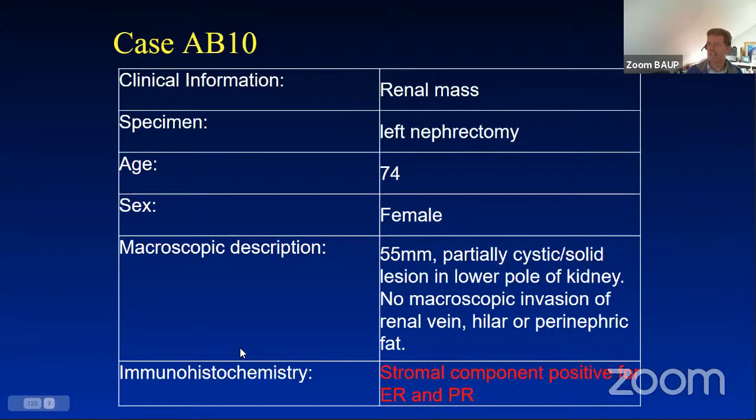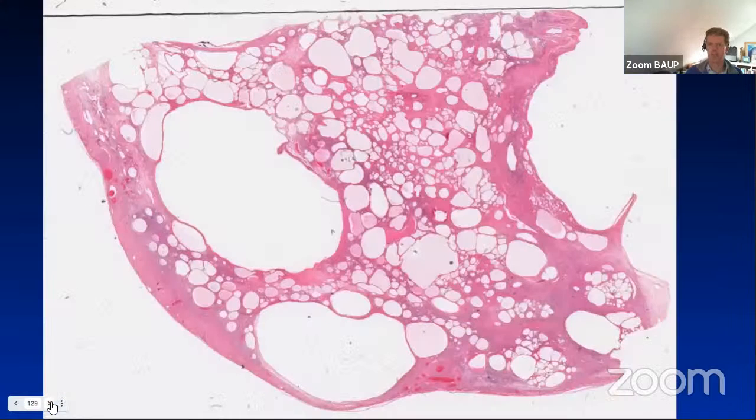And now we're back onto the kidneys again, I'm afraid. So the next one, AB10, is a left nephrectomy, female, 74, which is slightly old for these. They tend to be more middle-aged women. And we're told, very helpfully, that the stromal component is positive for ER and PR. You don't really need to look at the slide now.